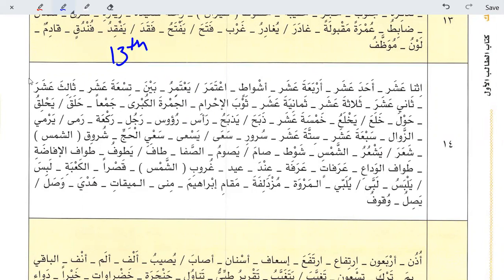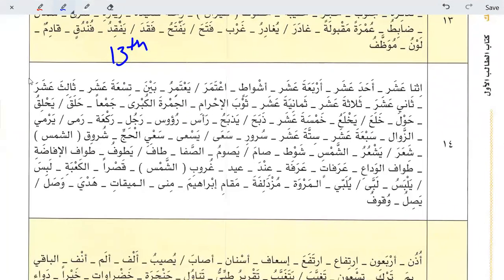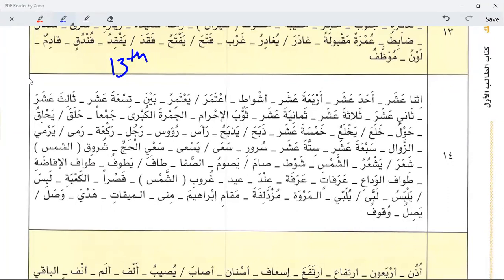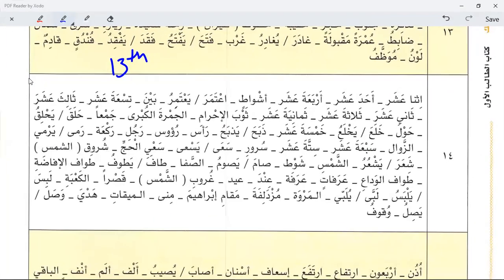Thawb ihram, the ihram clothes. Al Jamarat al Kubra, the big shaitan. Jam'an, together. Halaqa, to shave. He shaved. Yahliq, he is shaving.